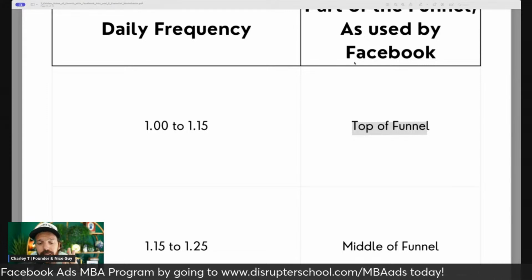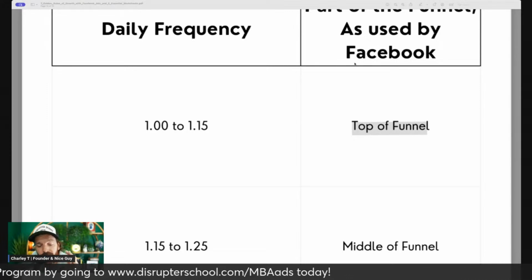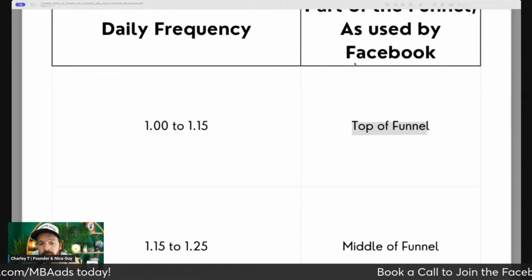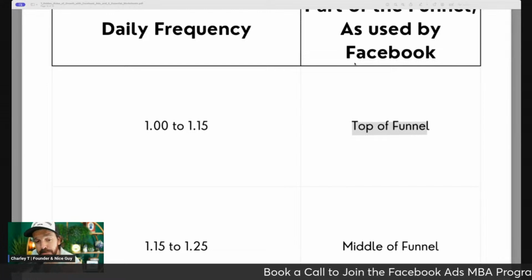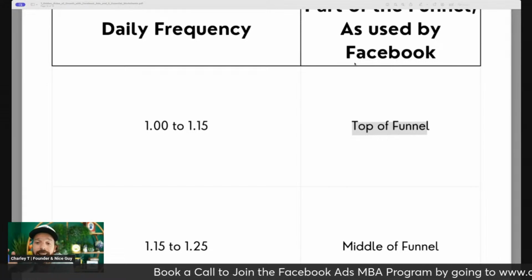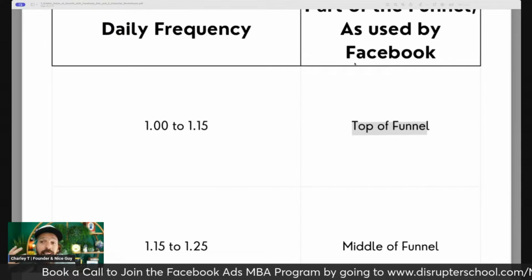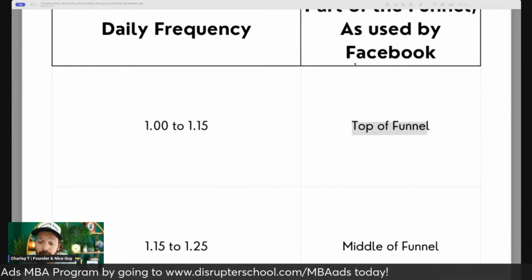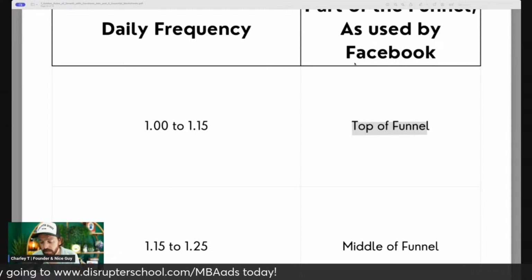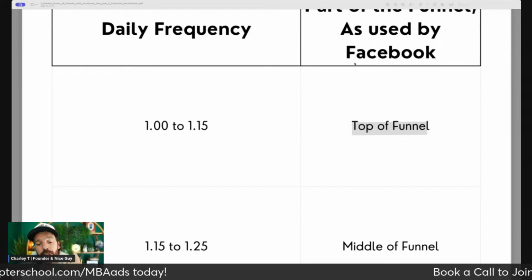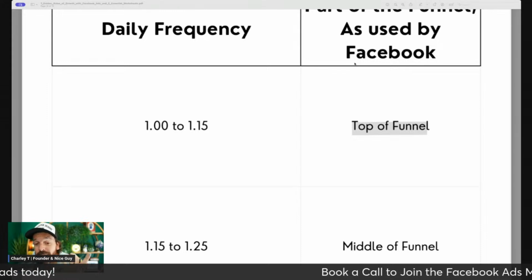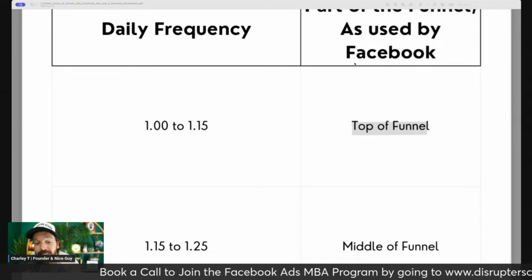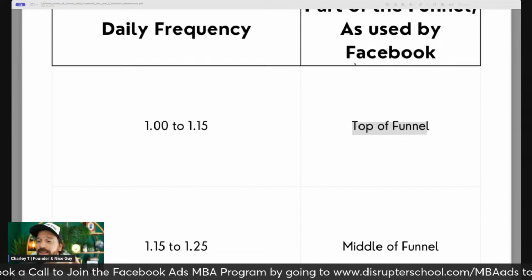If your ad is a top of funnel ad, that means that the CPM should be lower than average. Top of funnel ad should have a lower CPM because that ad is being shown to a wider variety of people less often. Now, if it's a good ad, that CPM will be lower because that ad ultimately has a higher estimated action rate, which is one of the reasons that the frequency is lower.